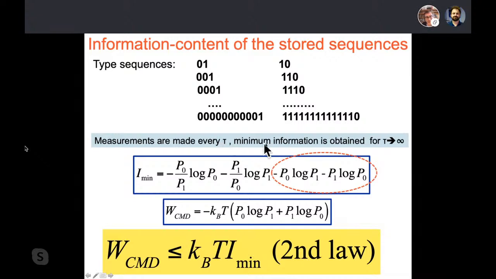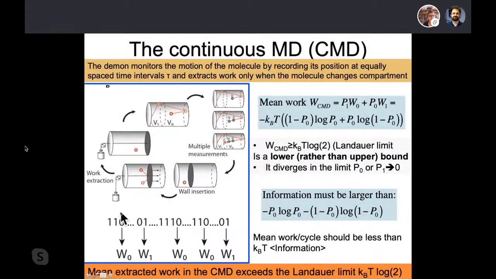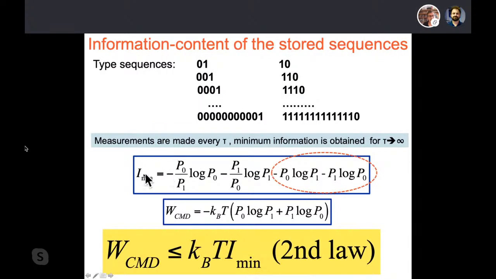Now, you can demonstrate that there is a minimum information which is obtained if you make measurements that are totally uncorrelated. So one measurement, then the other, you wait much longer than the relaxation time of your system, whatever relaxation time you have. And you see that this minimum information content has this expression, which has exactly the same form as the average work that you can extract in this continuous version of the Maxwell Demon. There is this added term, but this term, as you can see, is positive, because the log is negative, and therefore this is positive.